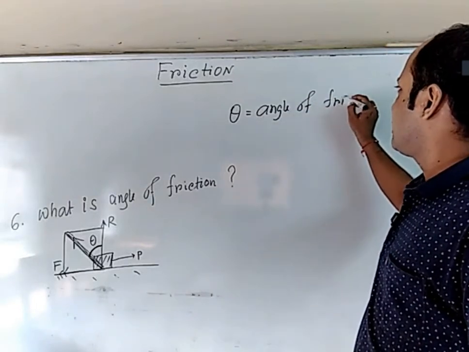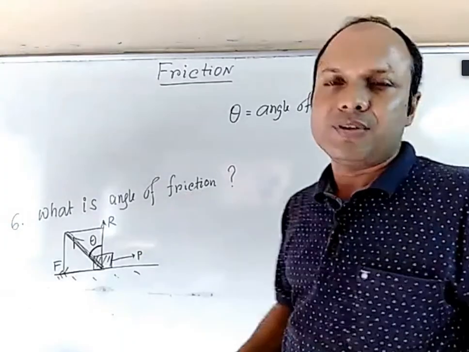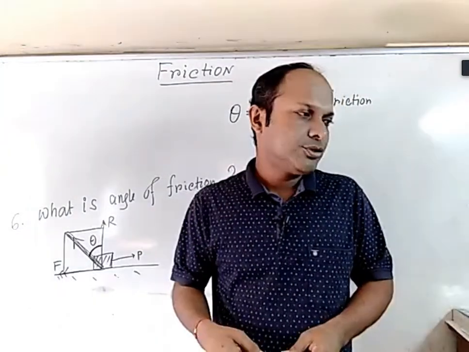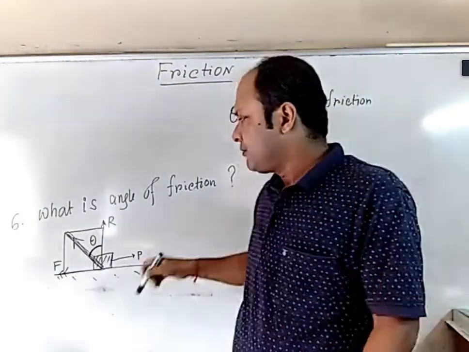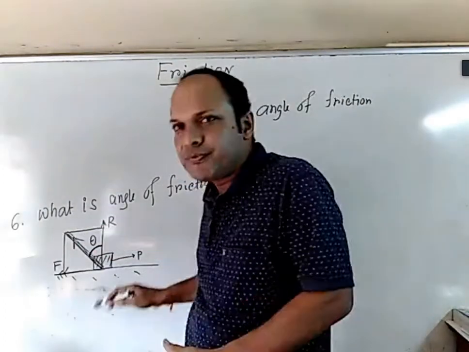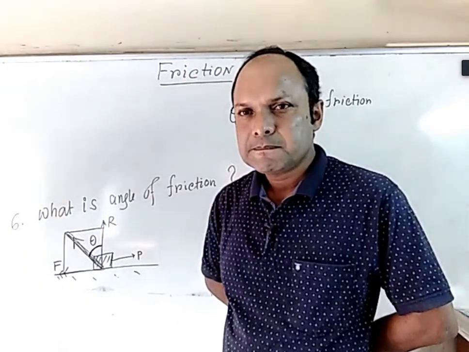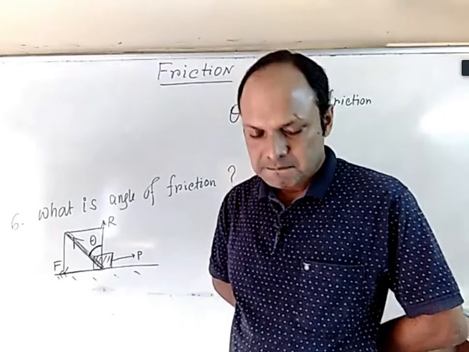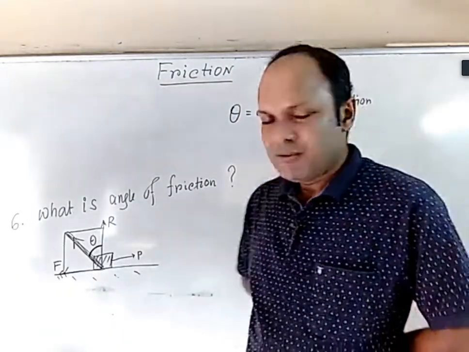So then you construct the definition. Shaptojyoti, can you tell me the definition of angle of friction? Sir, the angle of friction may be defined as the angle which the resultant of the limiting friction and the normal reaction makes with the normal reaction. Well, very good. Very good.